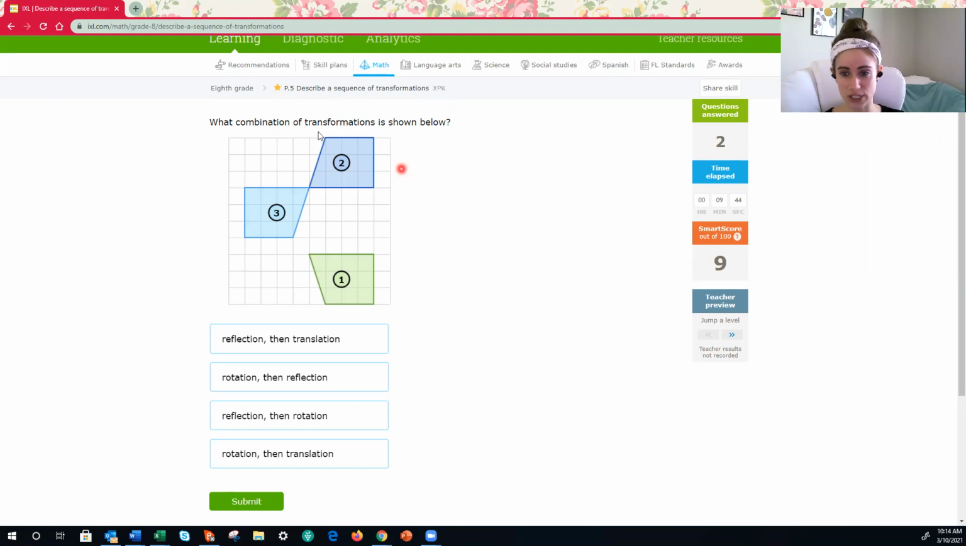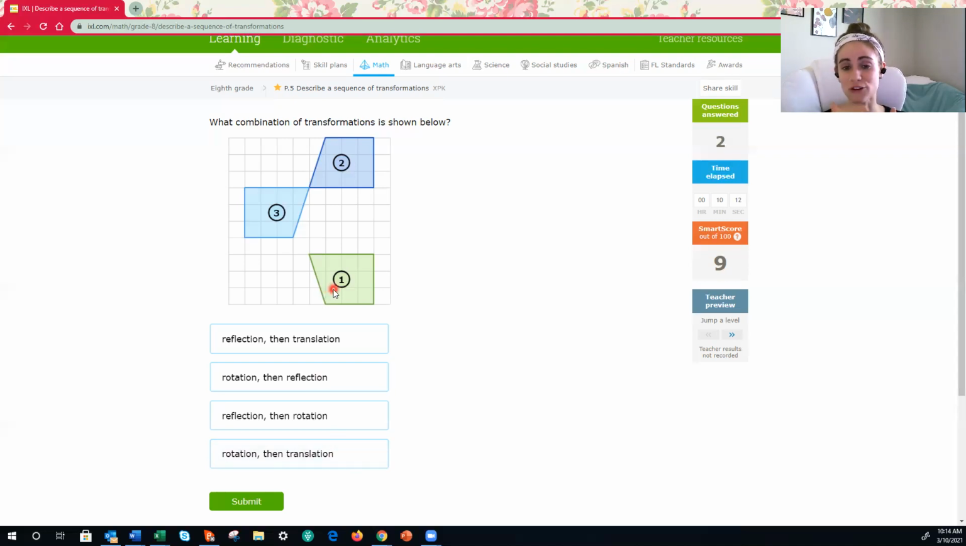If we look at our very first diagram here, notice that each shape is in a different color and it's numbered. So what we'll be looking at is first seen from 1 to 2. How did that transform? And that is the first word in your answer choices. And then from 2 to 3 is the second transformation, which is the second choice in your answer choices. All right, let's do this first one in case that didn't make any sense.